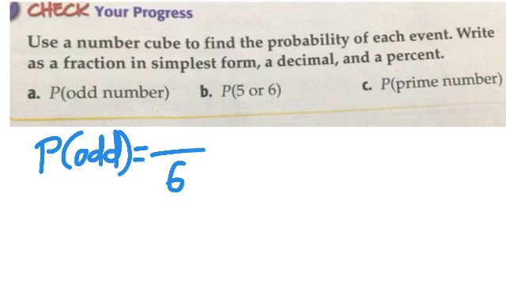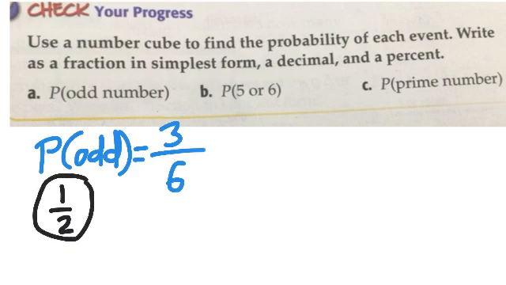How many of them are odd? So from 1 to 6, how many numbers are odd? 1, 3, and 5 are all odd. So you have 3 odd numbers out of the 6 total numbers. So the probability of getting odd, you should have 3 over 6. 3 over 6 reduces to 1/2 as a fraction.